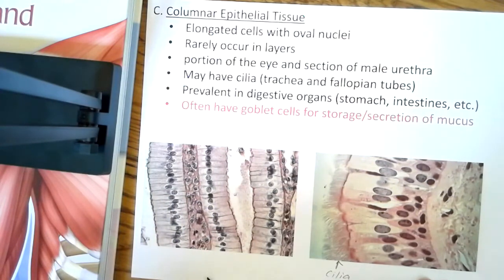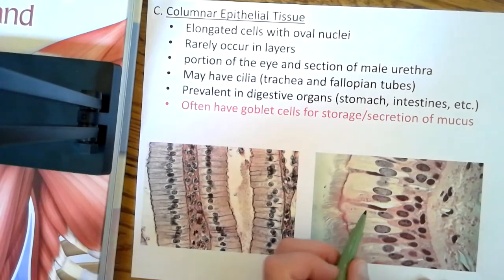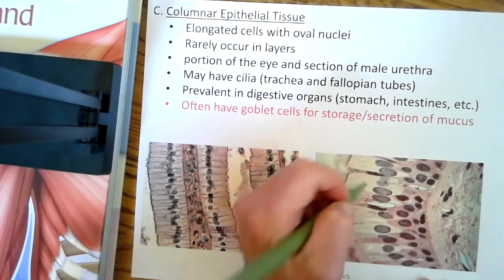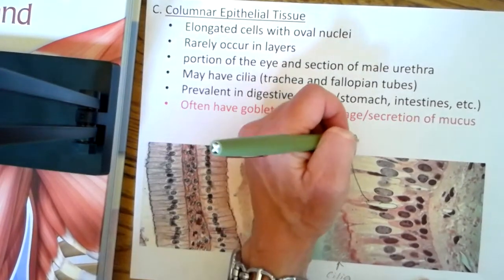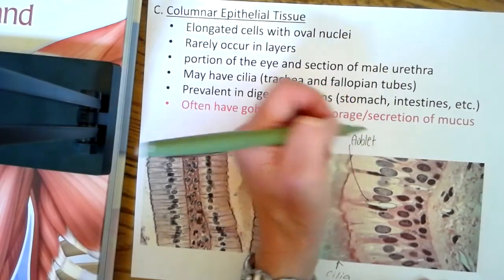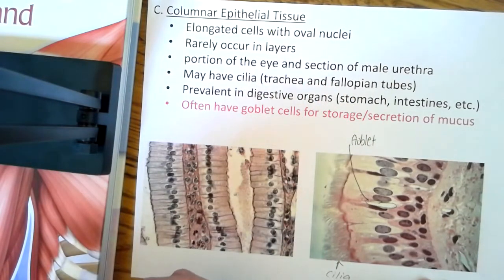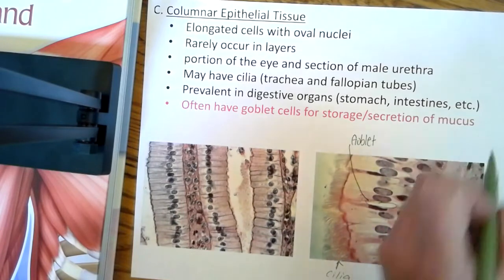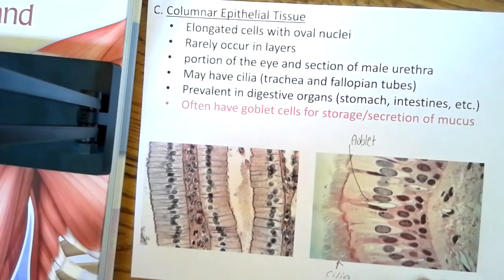In the trachea, that's where you would have some cilia, and in the female fallopian tubes. These are really common in the digestive tract. When they're in the digestive tract, they often have goblet cells associated with them that are filled with mucus. There's not any really fabulous goblet cells on here, but this is one. That's a goblet cell that stores and secretes mucus. And notice the spelling, MUCUS. You have to know that spelling because we're going to talk about mucous membranes as well, and it's spelled differently.